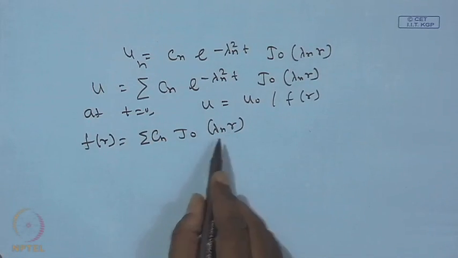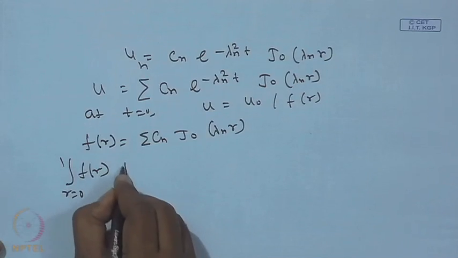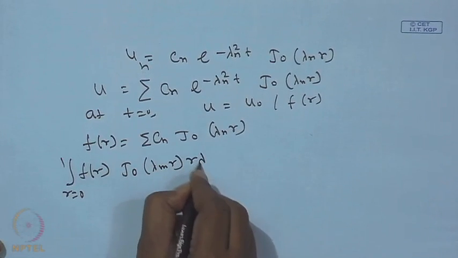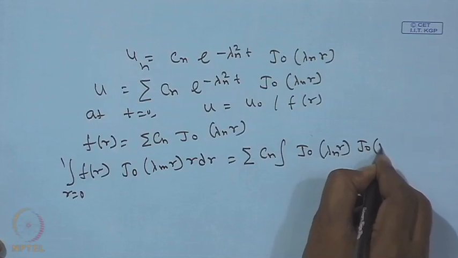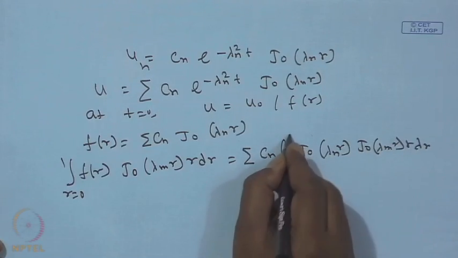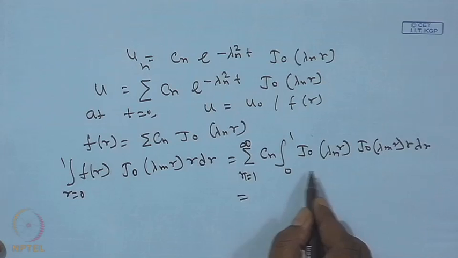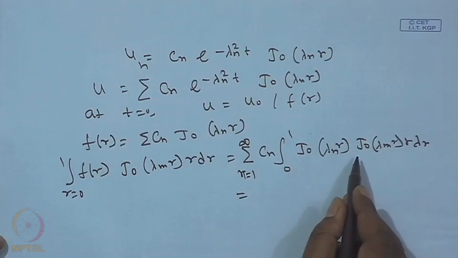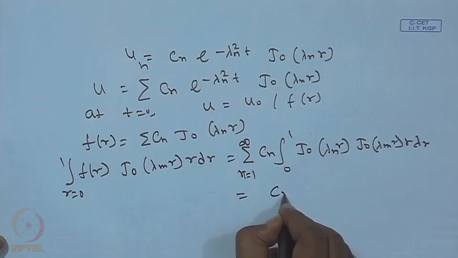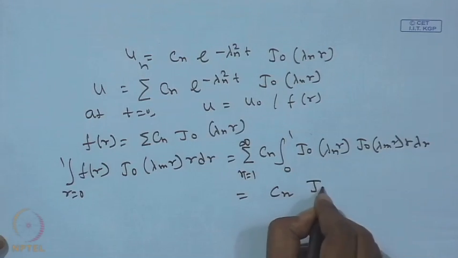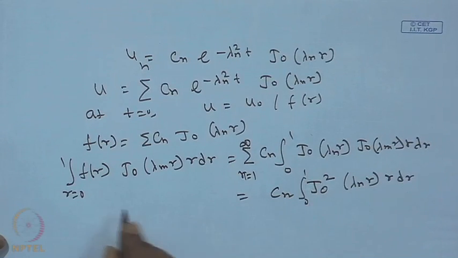So, we multiply both sides by J0(λm r) dr. So, this becomes integral over the domain of r from 0 to 1 f(r) J0(λm r) dr, and we integrate the summation from n equal to 1 to infinity. Now, if you open up this summation, all the other terms will vanish because of the orthogonal property of the Bessel functions that we have proved just few minutes back. So, only one term will survive on the right hand side, that is m equal to n. So, this becomes J0 squared(λn r) dr from 0 to 1, and you will be getting this equation.